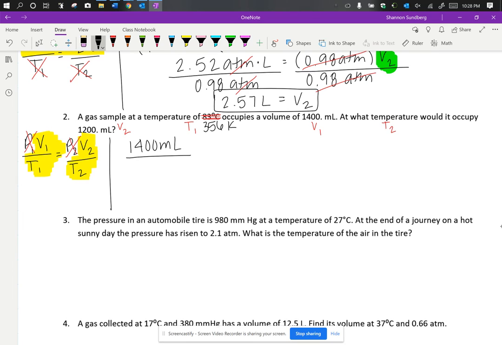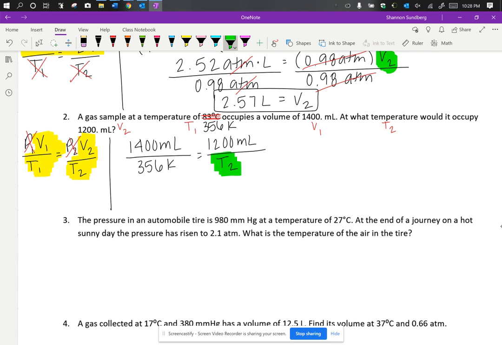T1, 356 Kelvin, equals V2, which is 1,200 milliliters, over T2. And T2 is what I'm looking for. Now, here's where people do some goofy things with math. Please don't do the goofy things. Just cross multiply. It's the easiest way to solve this thing.